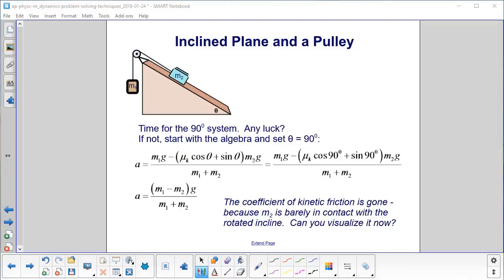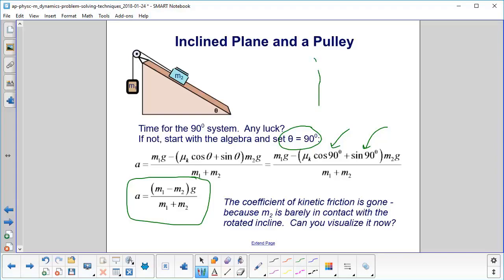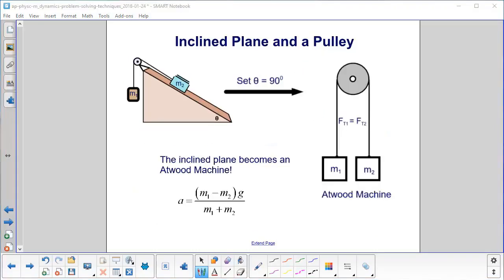But go ahead and start with the algebra, and this time set theta equal to 90 degrees. And there's the 90 degrees. And we come up with this. This may look familiar to you. And again, if not, we'll show it on the next slide. We have no coefficient of kinetic friction because m2 is barely in contact with the rotated incline. If we've got the incline like this, and here's m2, the incline is not under m2 at all, so it's just going to slide down here. There's no friction. The incline plane becomes an Atwood machine.